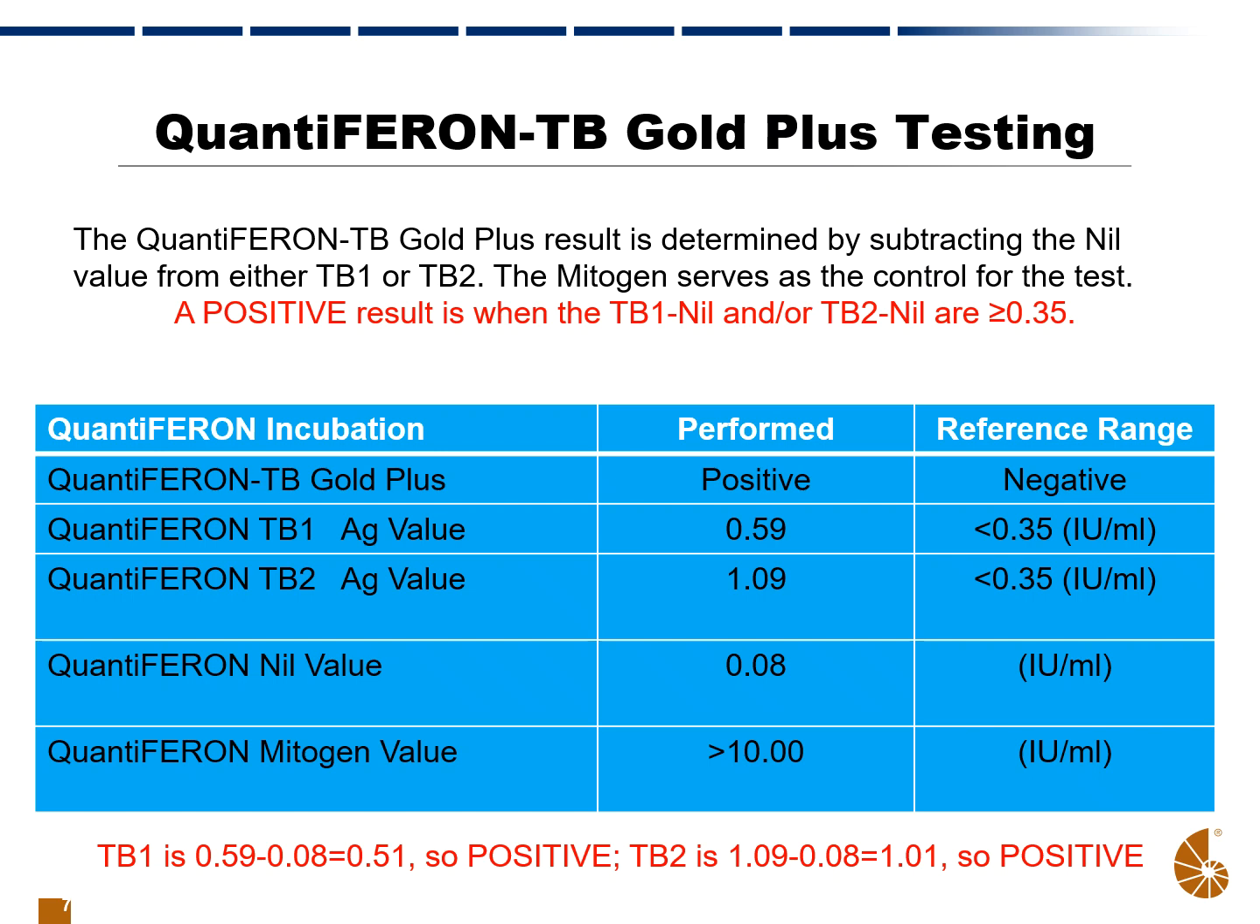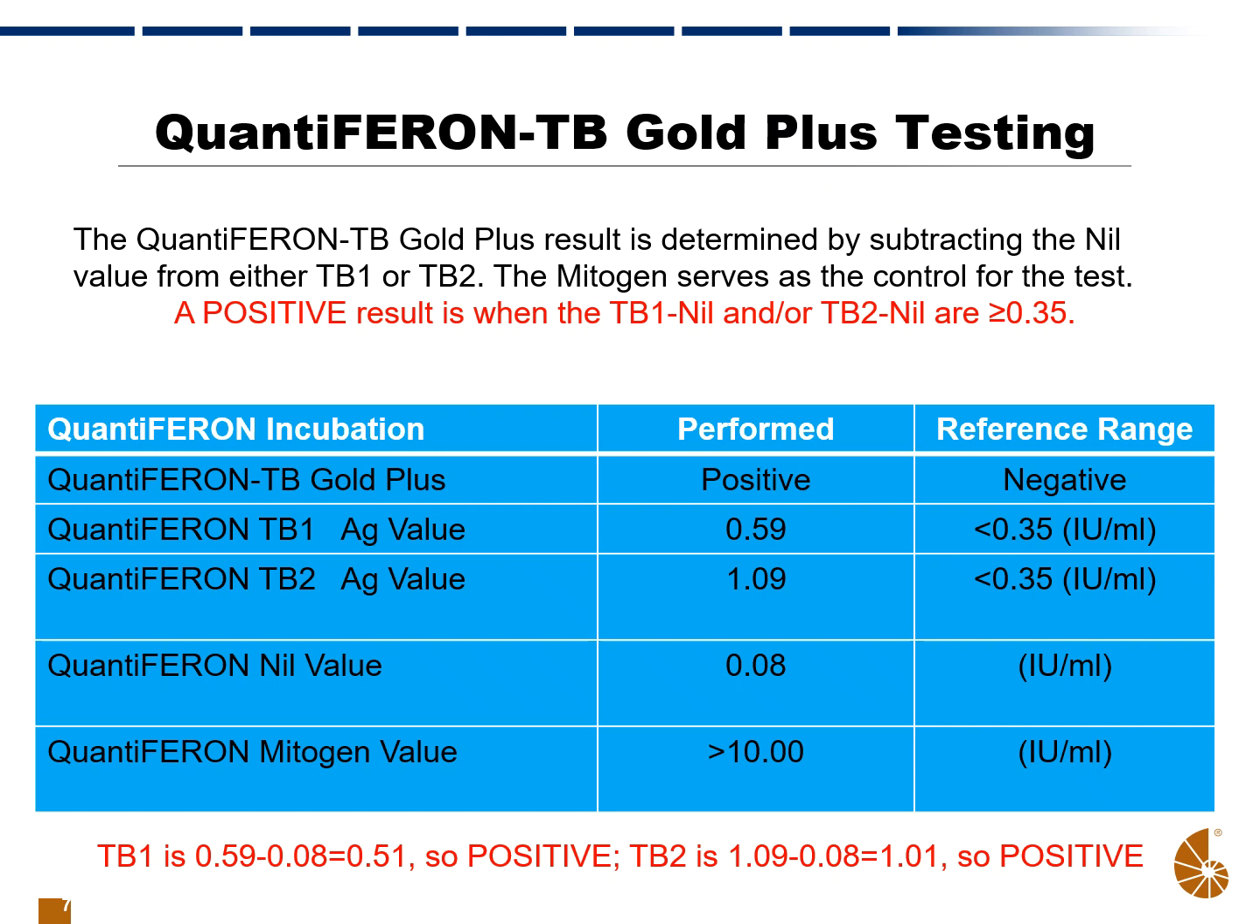The nil value is the standard, which should be basically 0, and this is 0.08, so we're close to 0. So what you do is you subtract that value from the TB1 tube value and the TB2 tube value. The QuantiFERON mitogen value is the standard of a positive, and that's greater than 10, so a large number. So this is how the test result should look. The TB1 and TB2 values, the nil value should be close to 0 and is subtracted from those two numbers, and the mitogen should be greater than 10.